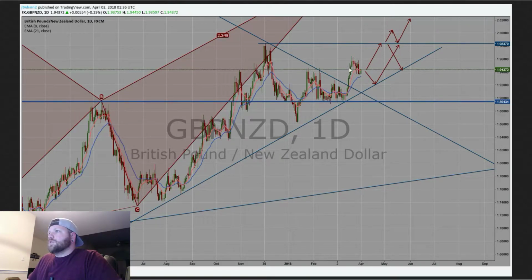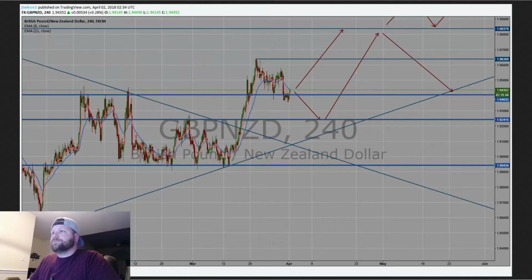Anyways, so we're looking at either a retest of this trend line down here before continuing upward, or continuing up to at least retest this level. If it does break this level, then we're looking for a break and a retest, and then a continuation upward to complete the bat pattern.